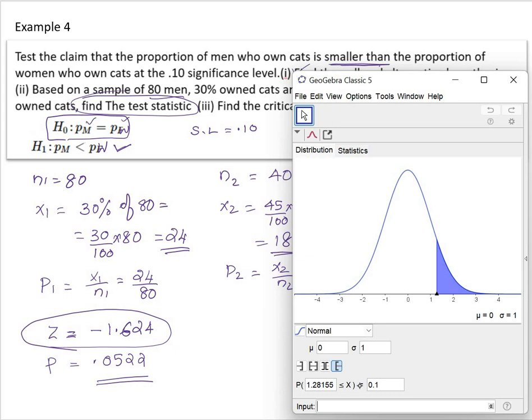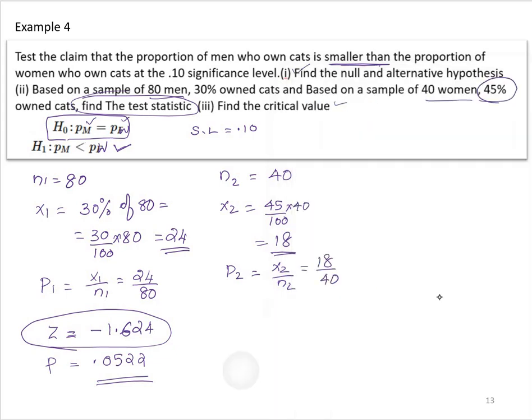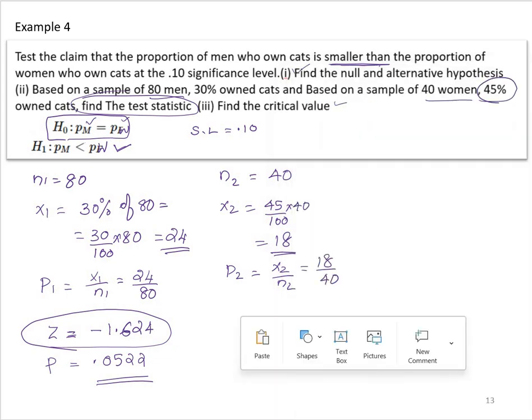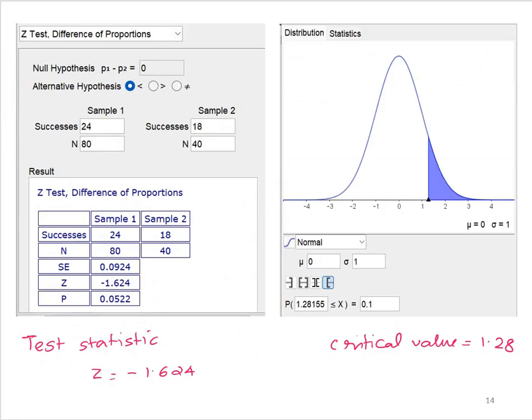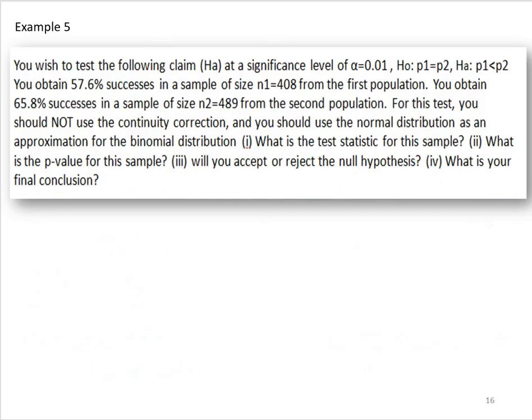So the probability of that one less than or equal to what? That is equal to 1.2815. So this is the value. So the critical value is that one. Everything is here. So the test statistics is this one and the critical value is this one, that is 1.28. That's given in the question. Okay, now let us have another one.